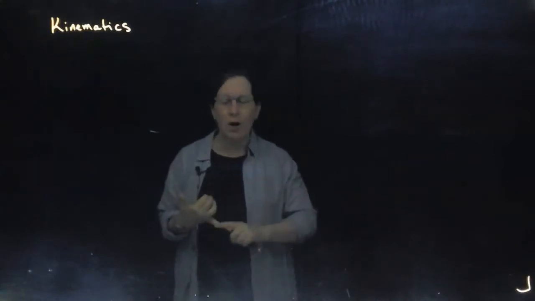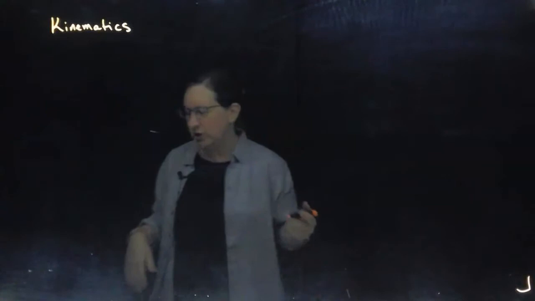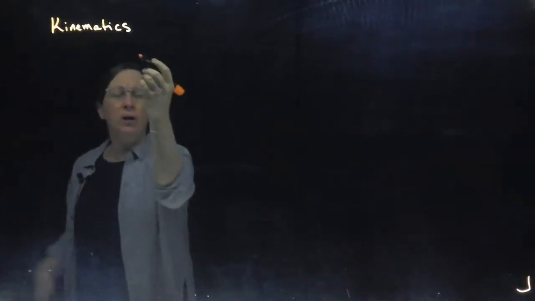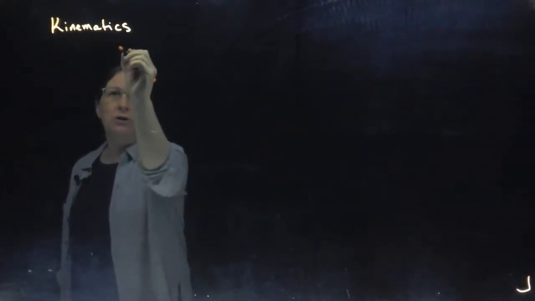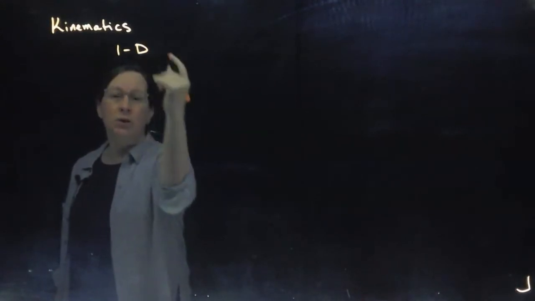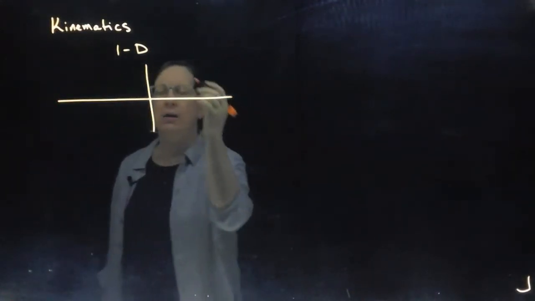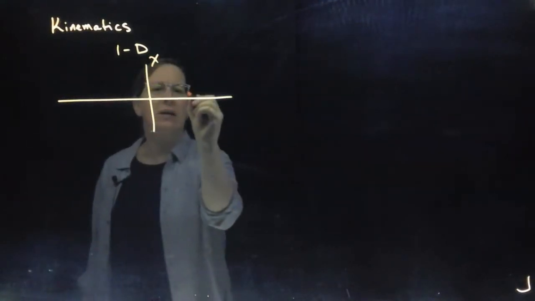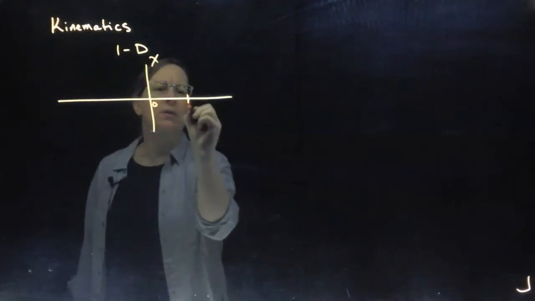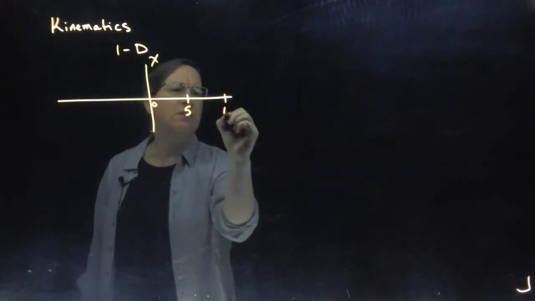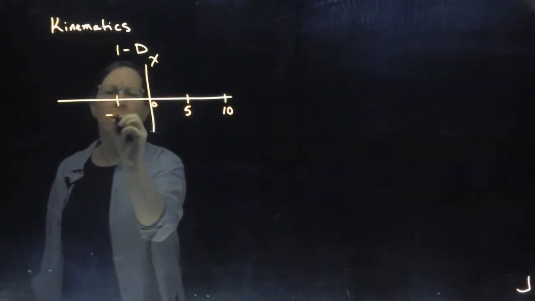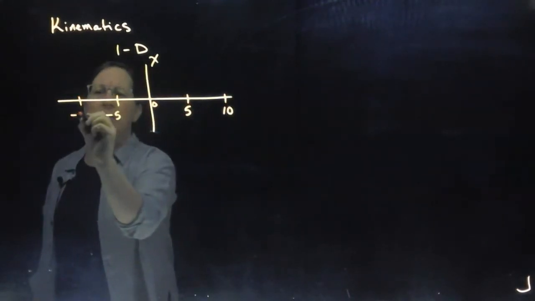And we can describe it graphically, mathematically, and obviously with equations and data. So we're going to start with one dimension, 1D, and we'll use X as our direction. So you can sort of start with a number line. Here's X, and let's say this is 0, this is maybe 5, and this is 10. This would be -5 and -10.